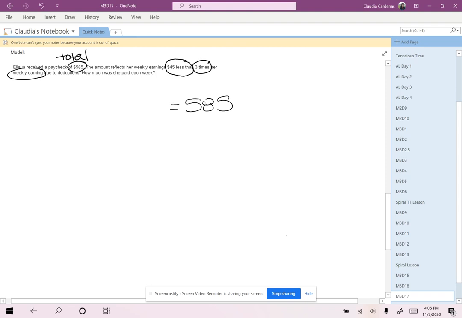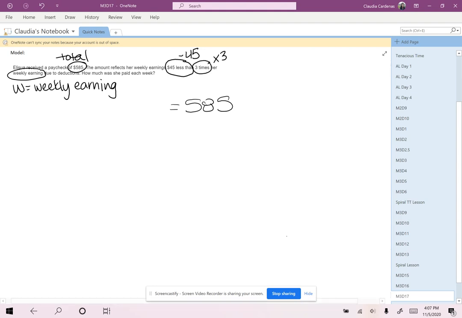Well, we know that 45 less means that we're taking away 45. So what operation represents taking away 45? Well, we know that's minus 45. So let's go ahead and write that above. But then it says 3 times her weekly earnings. So what does that mean? Well, we know that means multiplication, multiplying by 3. And do we know how much her weekly earnings are? No. So we can use a variable to represent what is missing. So I would say the weekly earning, we could use W. And so I'm going to write that over here so I remember what that stands for.